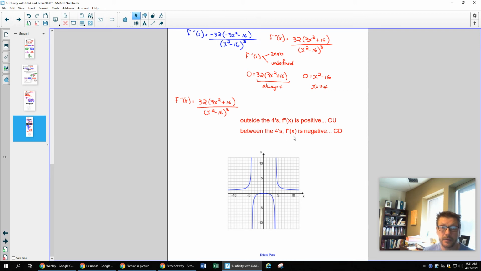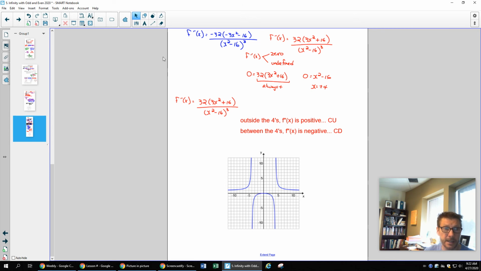We talked about concavity. It's positive, so it's concave up outside the 4's. So again, your tangents are underneath the curve here. So it's concave up. Concave down between the 4's, right? All your tangents are above the function within this region, it's pushing it down. So it's concave down here.